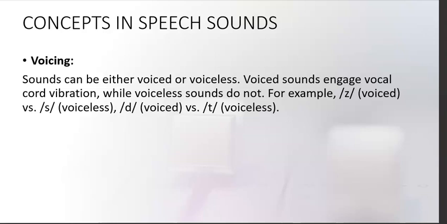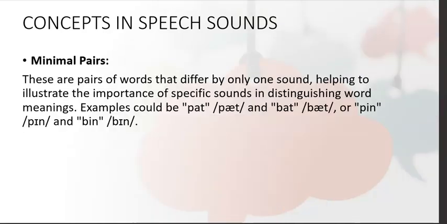So if sounds have vibration, then we call them voiced sounds. Without vibration, they are not voiced sounds. For example, Z is voiced, S is voiceless, D is voiced, T is voiceless. So in one there's the vibration, in another there's no vibration. That is what we mean when we say voiced and voiceless. Then we have minimal pairs. I talked about this. These are words that differ by only one sound.